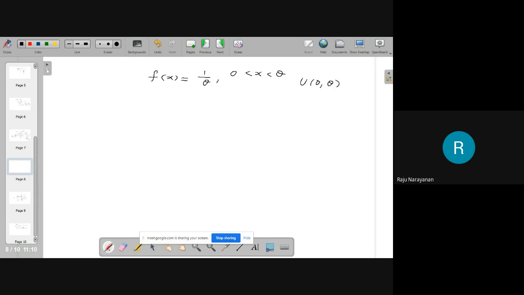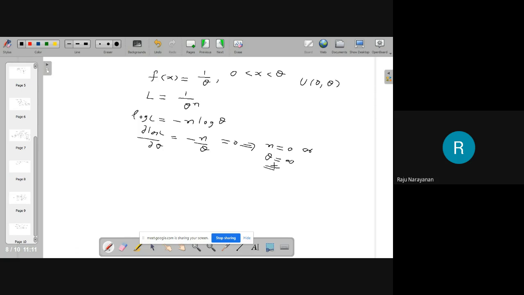What's the likelihood function? 1 by theta, 1 by theta, n times. That is 1 by theta raised to n. Then what is the logarithm of that? Minus n log theta. What is d log L by d theta? d log L by d theta is minus n by theta. This is equal to 0 implies what? Either n is equal to 0 or theta is equal to infinity.